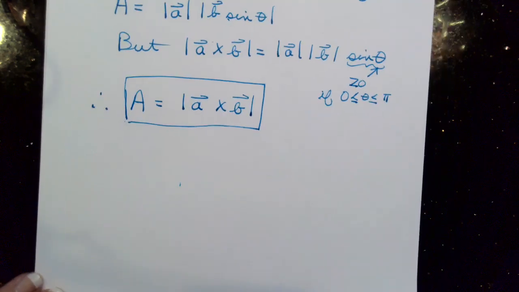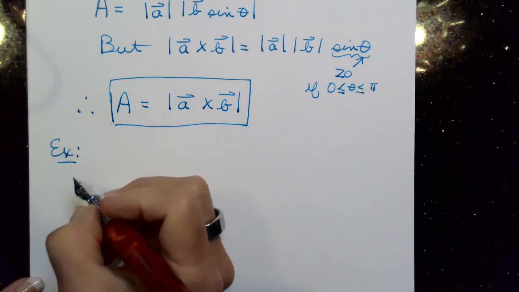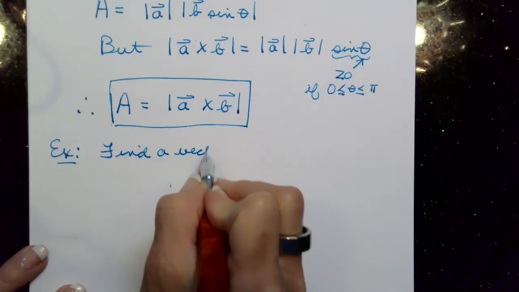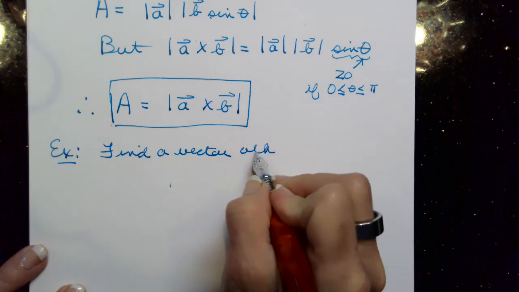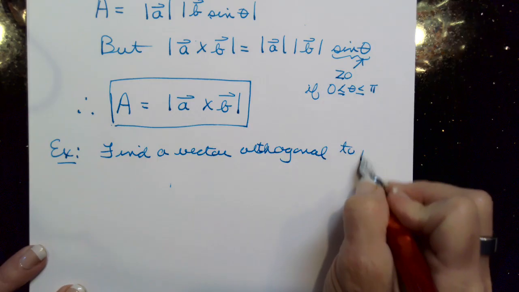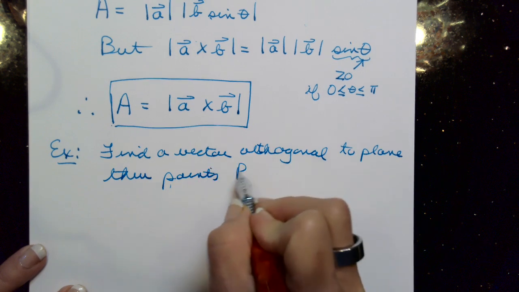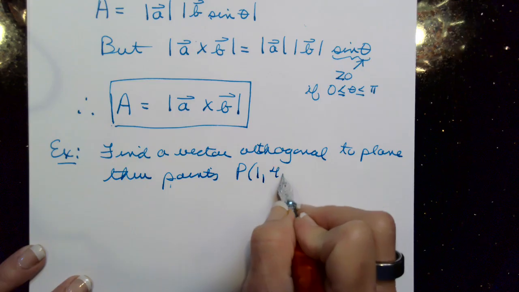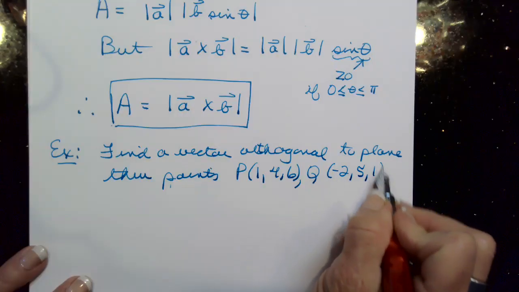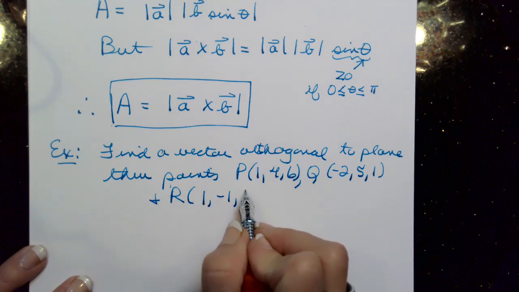Okay. Another thing you can often use cross products to do, or a common problem that you see involving cross products, is suppose I ask you to find a vector orthogonal to the plane through the points P, which we'll take to be 1, 4, 6, Q, which we'll take to be -2, 5, 1, and R, which we'll take to be 1, -1, 0. I'm sorry, 1, -1, 1.